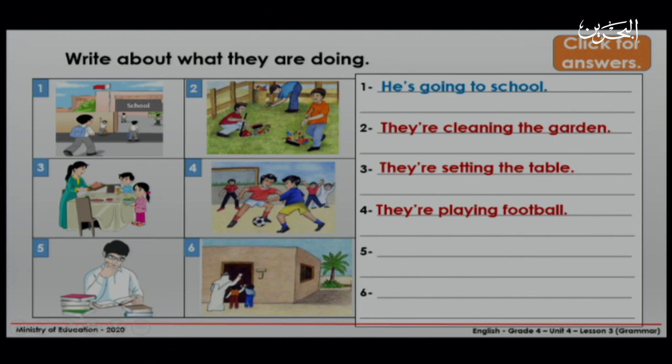What about picture five? What is he doing? He is reading a book. And finally, picture number six. What are they doing?